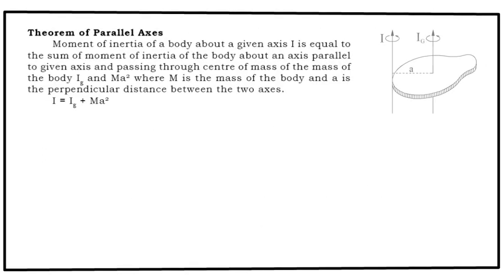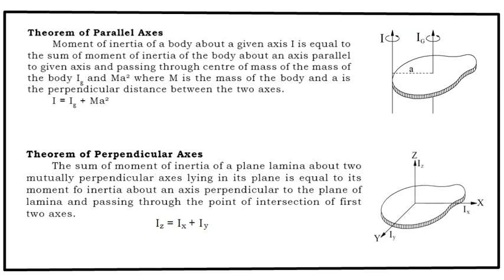I hope you know what is parallel axis theorem. The diagram shows that I is equal to Ig plus m into a square, where m is the total mass of the body, and a is the distance between the two parallel axes. Parallel axis theorem is applicable for a rigid body. Perpendicular axis theorem, what is the statement? Iz is equal to Ix plus Iy. Perpendicular axis theorem is applicable only for the plane lamina.